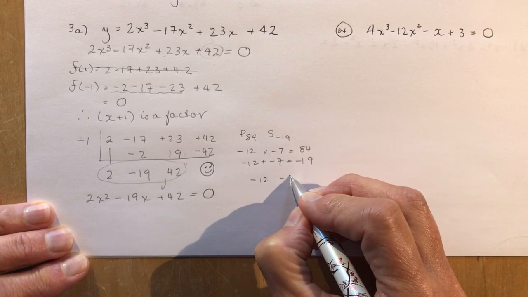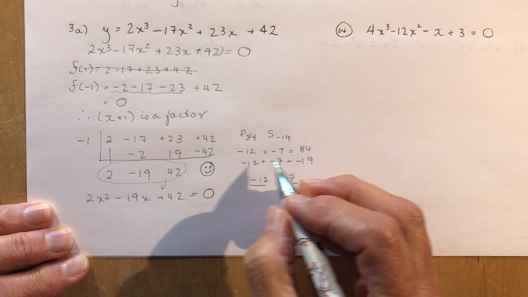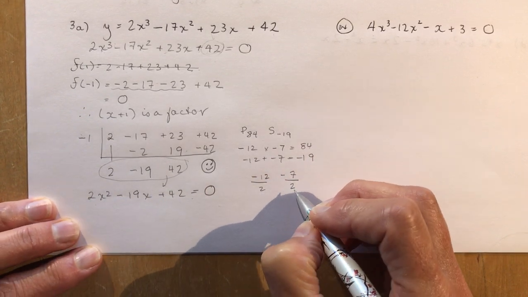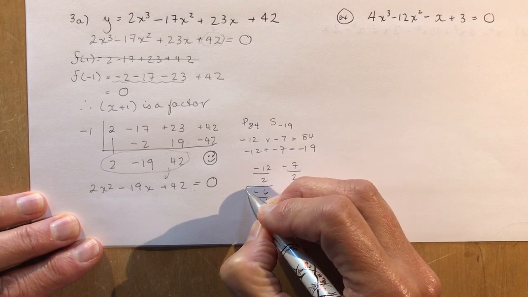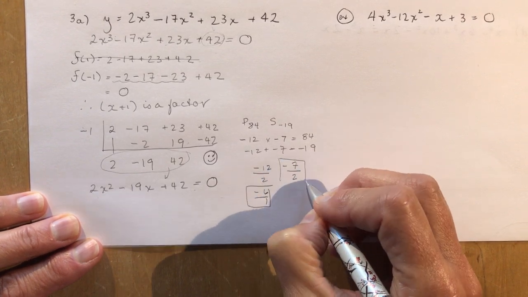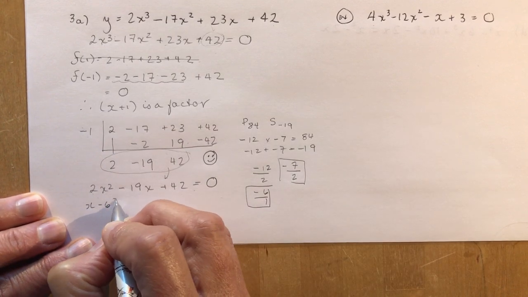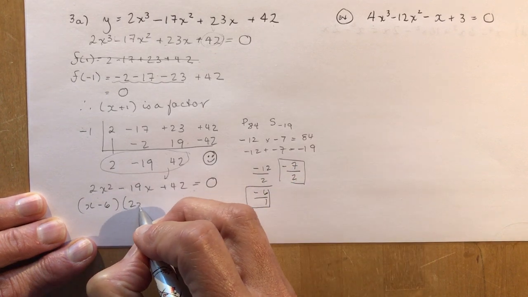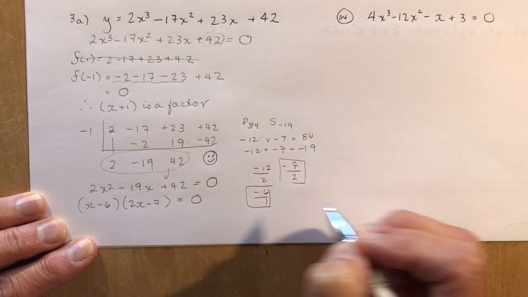I write them out again. And the easiest way to factor now is to put the coefficient of x squared underneath each and reduce your fractions. So that's going to give me minus 6/1. And this one is done. So this factors to be x minus 6 times 2x minus 7. And my other factor, well, that's just that one.